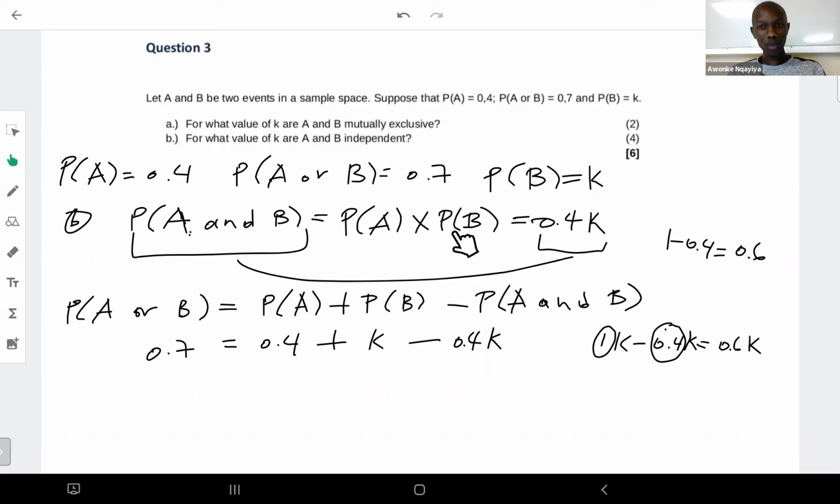Okay, your question is confusing me. Which part? P of A and B. How did we move from that to the very next one? Oh no, these are two different things.